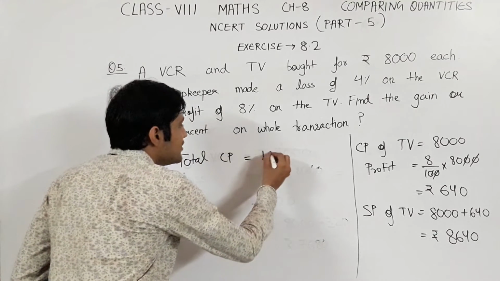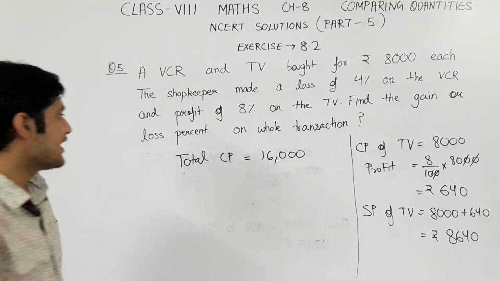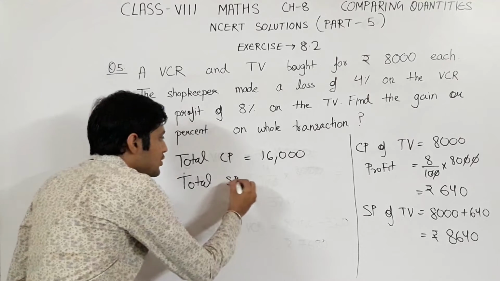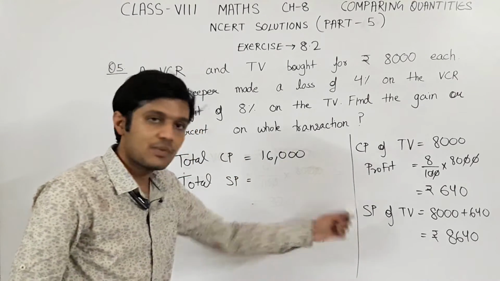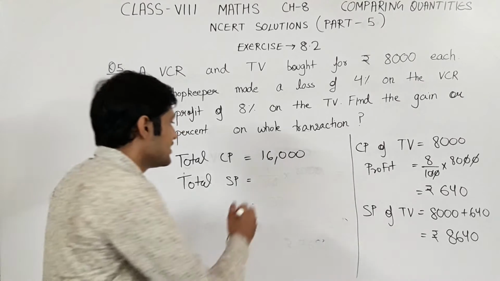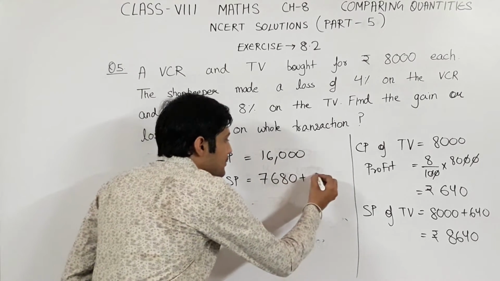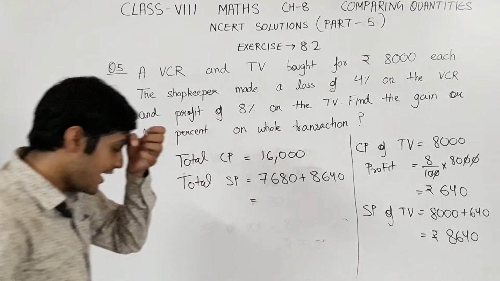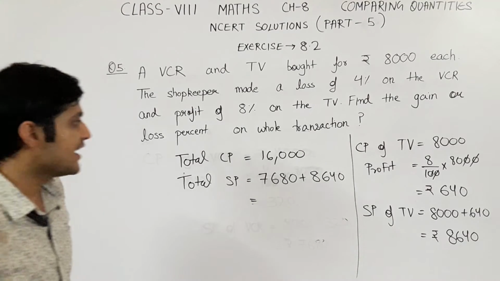Total cost price will be rupees 16,000. Okay. Next, total selling price. Total selling price will be selling price of VCR plus selling price of television. That is 7,680 plus 8,640. So add both the selling prices of VCR and television.